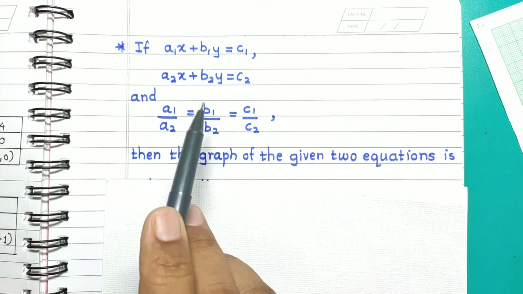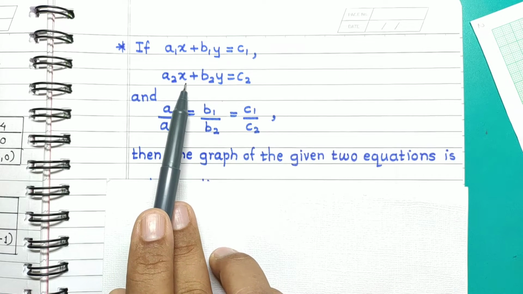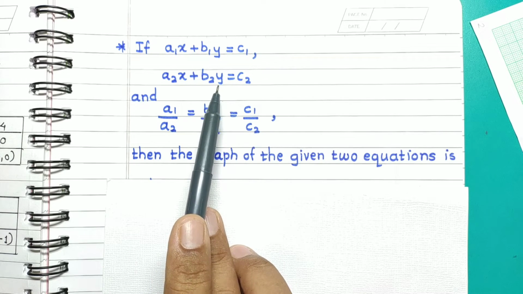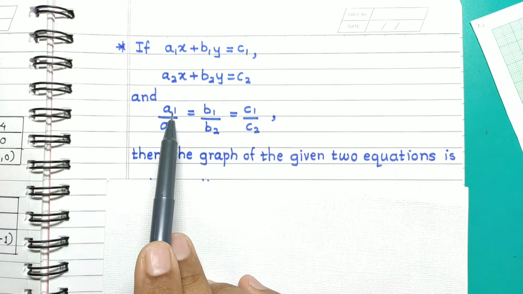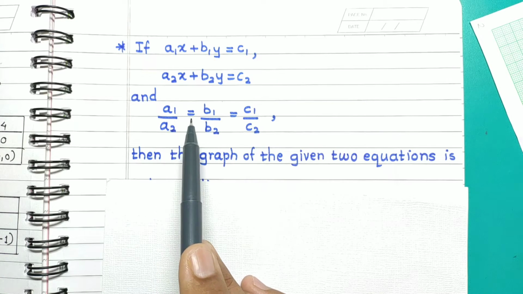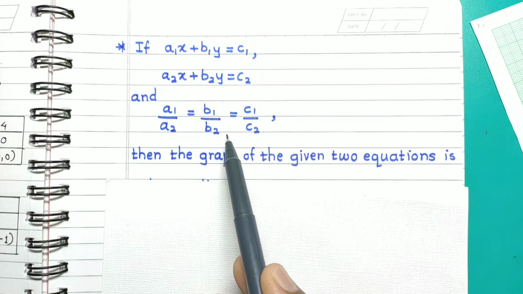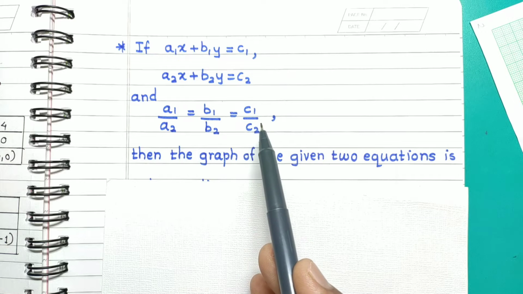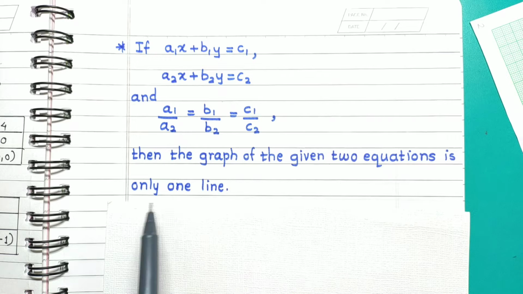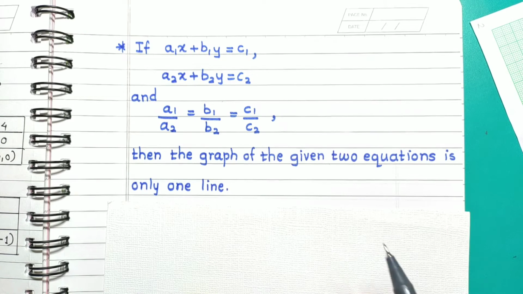if the equations are a1x plus b1y is equal to c1 and a2x plus b2y is equal to c2, and for these two linear equations we have a1 upon a2, that means the ratio of coefficients of x, equal to b1 upon b2, which is the ratio of coefficients of y, equal to c1 upon c2, the ratio of constants, then the graph of the given two equations is only one line. Okay, you note this point properly.